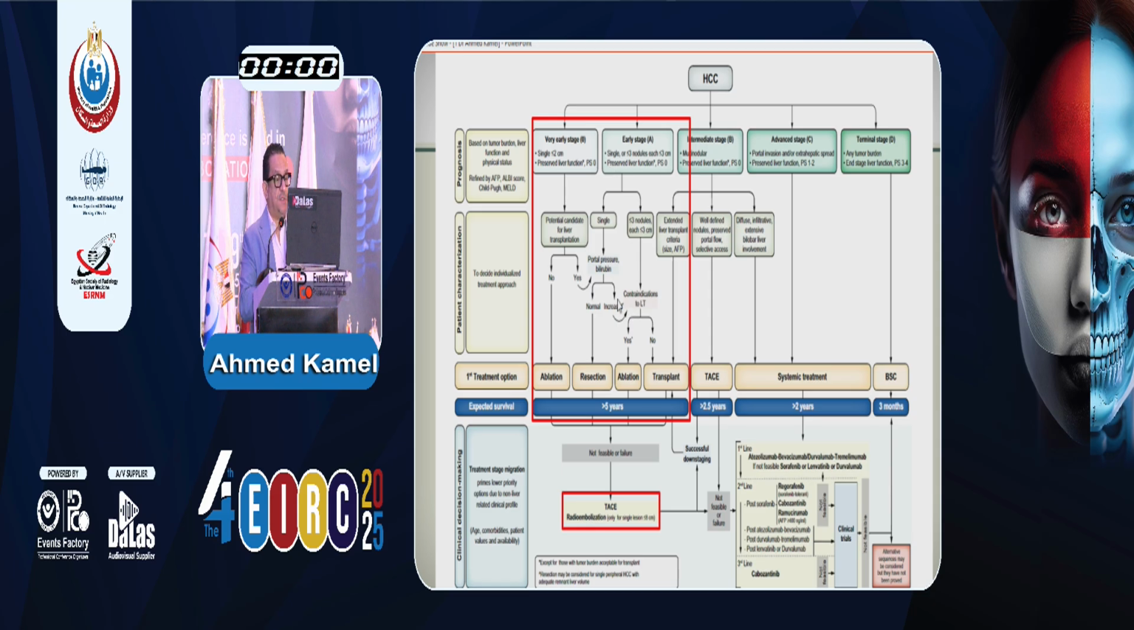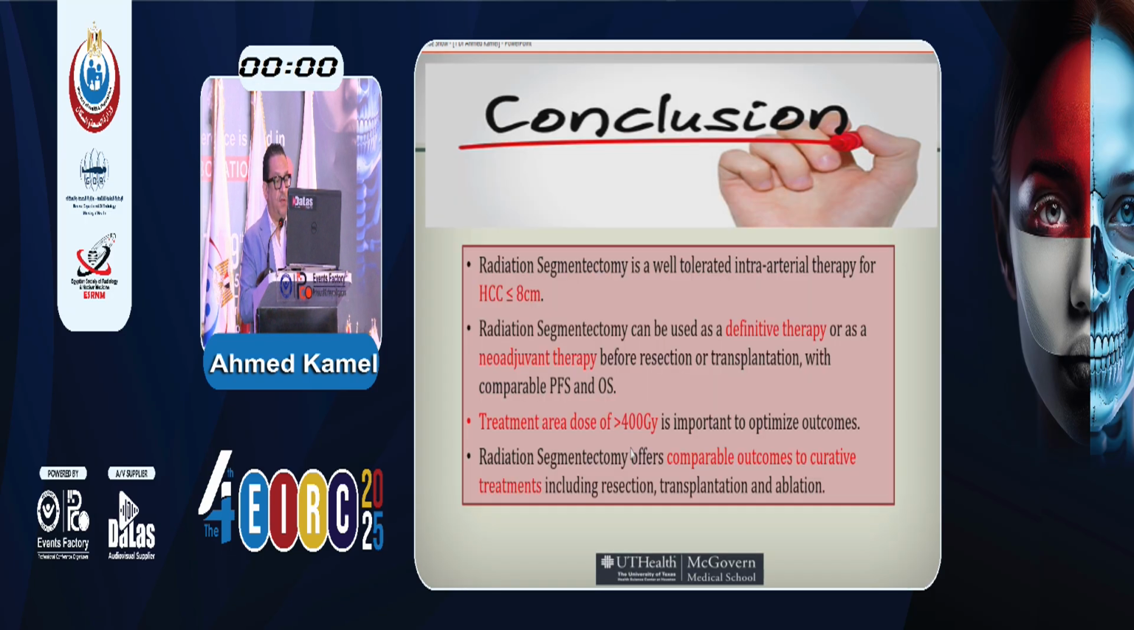Because of all these results, the BCLC algorithm was modified in such a way that radioembolization is now part of that treatment algorithm. So radiation segmentectomy is a well-tolerated intraarterial therapy for HCC that is less than 8 centimeters. It could be a definitive therapy, or could be a neoadjuvant therapy before resection or transplantation. Again, very important is to do a treatment dose of more than 400 grays. It has very comparable outcomes to curative treatments such as resection, transplantation, and ablation.